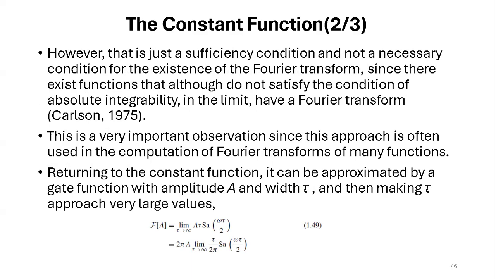There exist functions that do not satisfy the condition of absolute integrability yet have a Fourier transform. This is an important observation, since this approach is often used in the computation of Fourier transforms. Returning to the constant function, it can be approximated by a rectangular function whose amplitude and width are taken to large values.